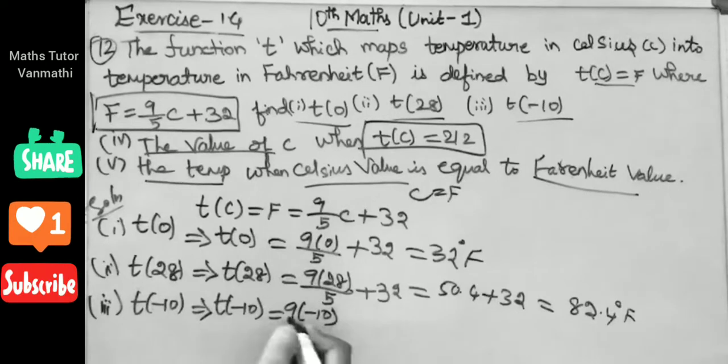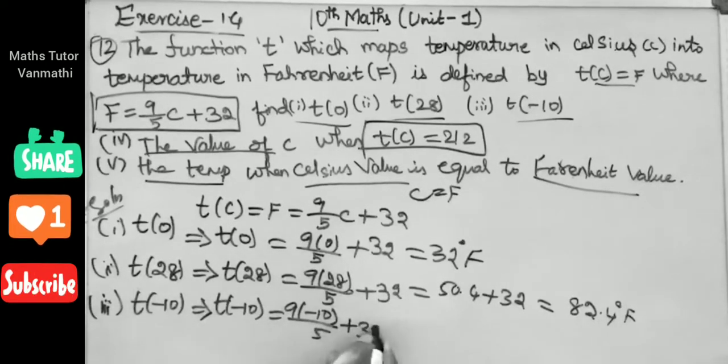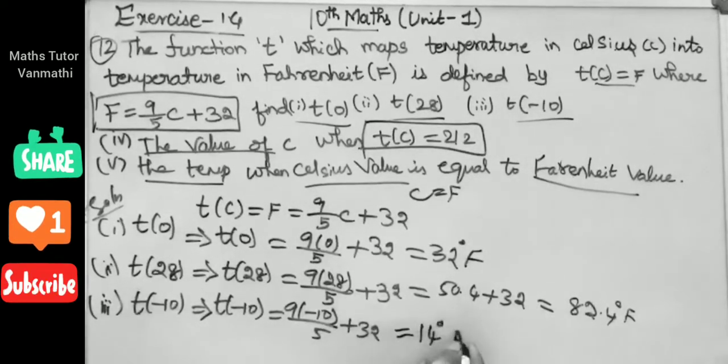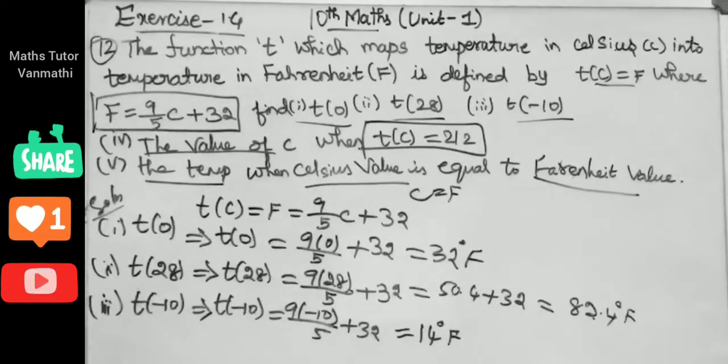Third one is t of minus 10, which implies t of minus 10 equal to 9 into minus 10 divided by 5 plus 32. 5 2s are 10, 2 9s are 18, minus 18 plus 32, you get 14 degree Fahrenheit. These are the three subdivisions. Next we are going to see the fourth and fifth subdivision.